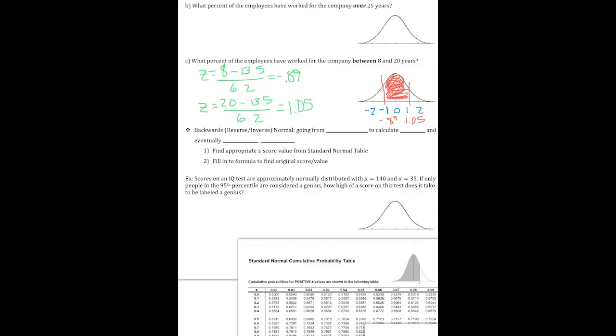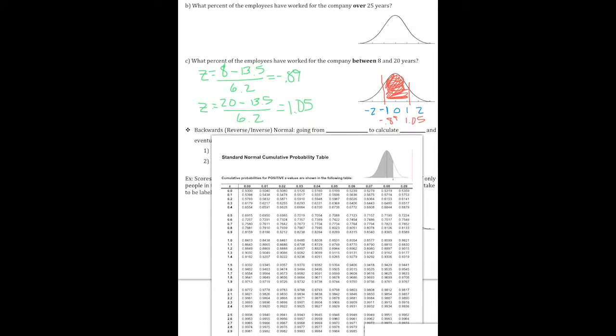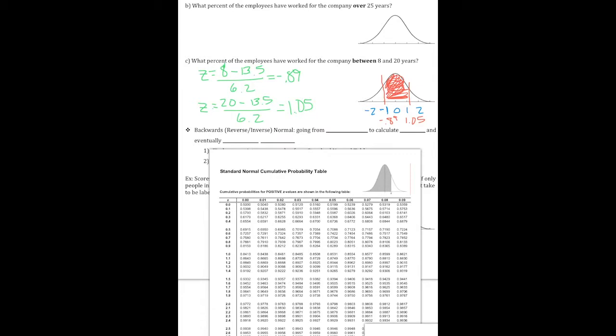So we're going to go with our larger chart value minus our smaller chart value, which would be our larger z-score minus our smaller z-score chart values. So first we're going to look at 1.05. So when we look at our chart, we need to go to 1.05. I'm going to go down. That will put us at 0.8531.